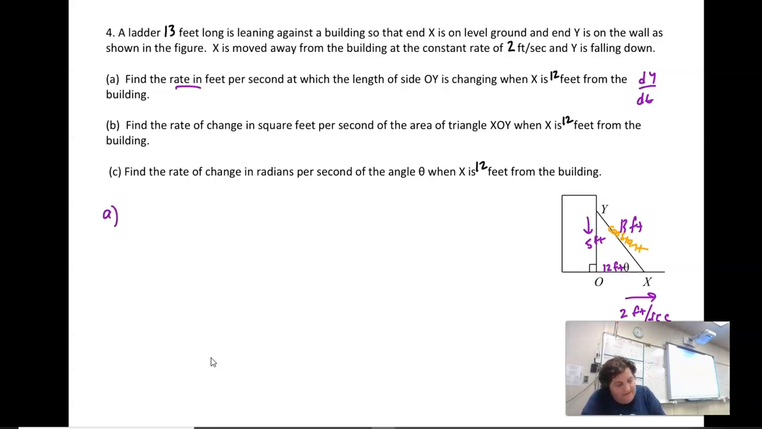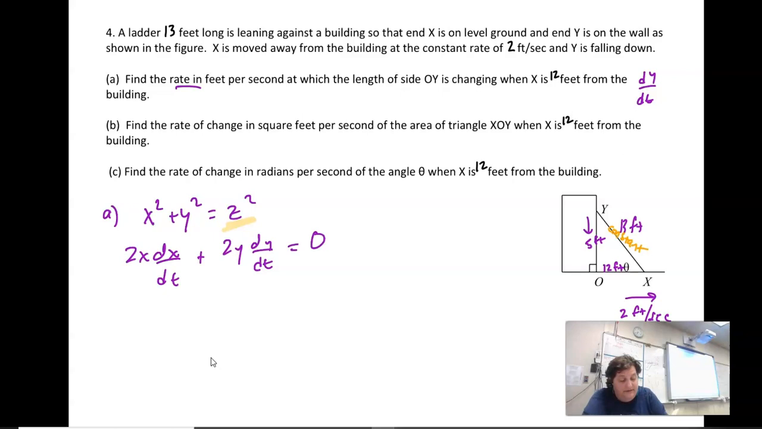Part A. Okay, so we have x squared plus y squared is z squared. So I have 2x dx dt plus 2y dy dt. And remember that this side was constant. So when I take the derivative of z squared, I'm going to get 0. Okay? Now, side x is 12. dx dt is positive 2. Side y is 5. I don't know dy dt, but it is going to be a negative number. It should be when I get that.